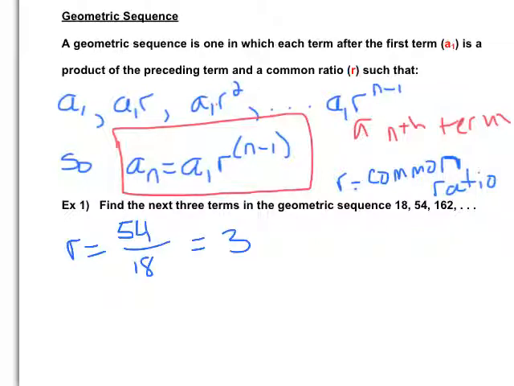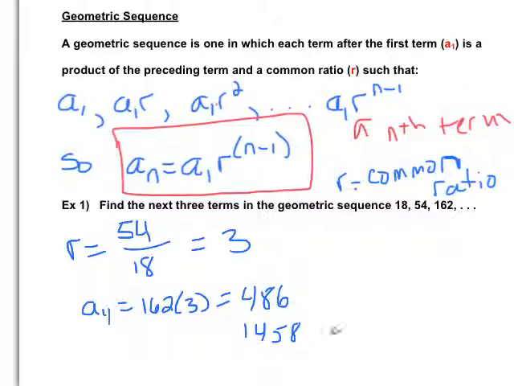Now I can find the next three terms recursively. I don't have to use the formula if I'm finding just the next three terms. So a sub 4 is going to be 162 times 3, and that gives you 486. And you can keep doing that. So your next three terms are 486, 1458, and 4374.